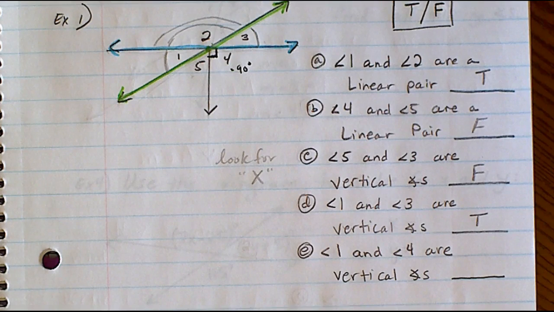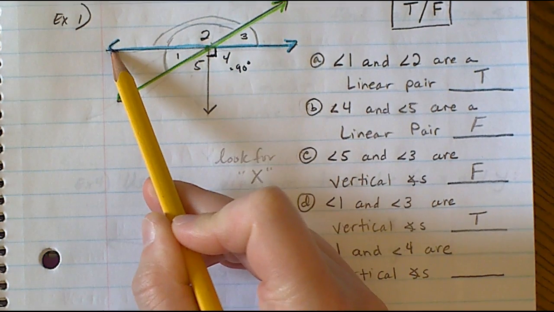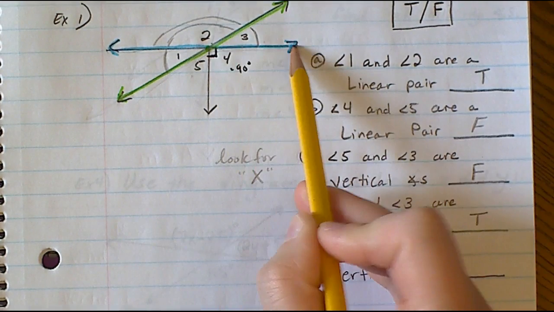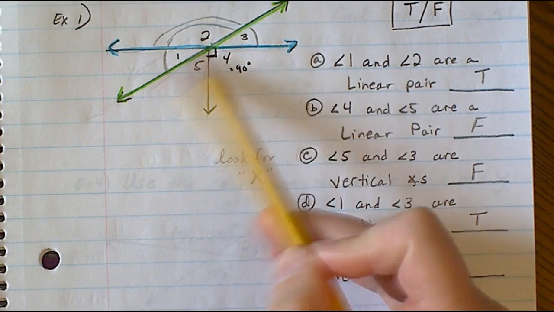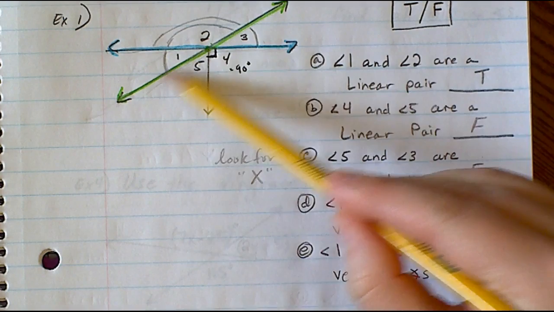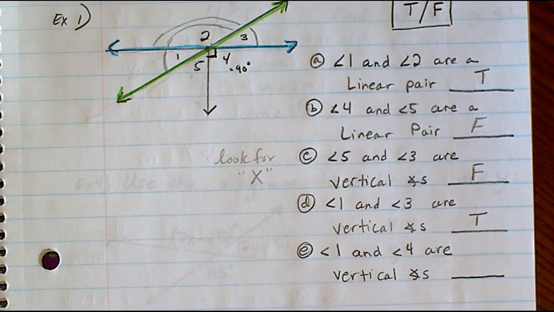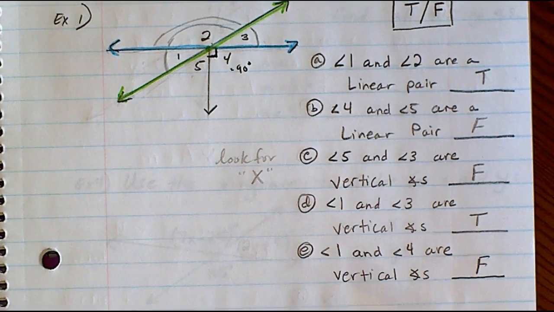Last one, angles 1 and 4. Just like we were talking about with 3 and 5. Angle 1 has one side that I've highlighted in blue. Angle 4 has one side that I've highlighted in blue, but angle 1 has this green ray. Angle 4 does not have the opposite ray to this. So these would not be vertical angles because the sides of their angles are not both opposite rays. And they're not directly across from one another.